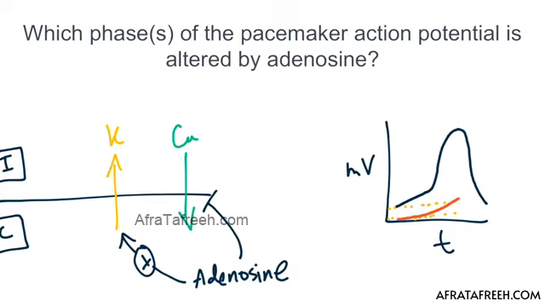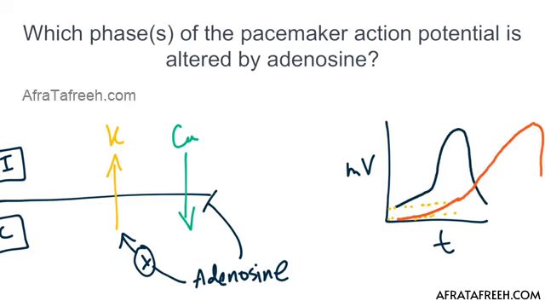By blocking the L-type calcium channels, we can see that the upstroke is also delayed because it takes longer for the same amount of calcium to enter the cell. So again, I'll draw a delayed upstroke. The potassium leak channels still function normally, so the repolarization phase is largely unaffected. So you can see phase 4 and phase 0 are both prolonged by adenosine.